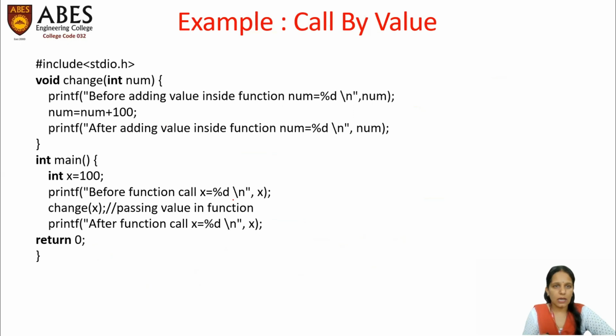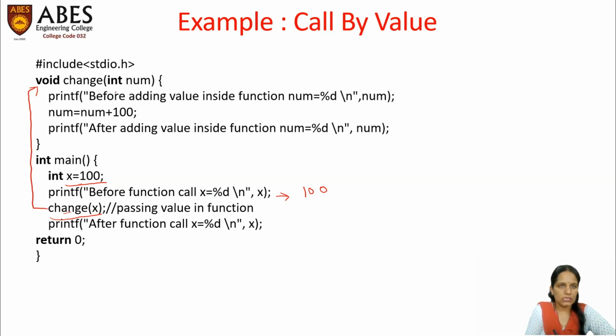Now let's take an example. Here we start the main with the value x equal to 100, right? Before the function call, x will definitely give you 100, and we are calling a function change with one parameter, that is x. So in this case, x will be the actual parameter. I hope it is clear to you. Now what will happen when we call a function? Then it will move the pointer back to the calling part.